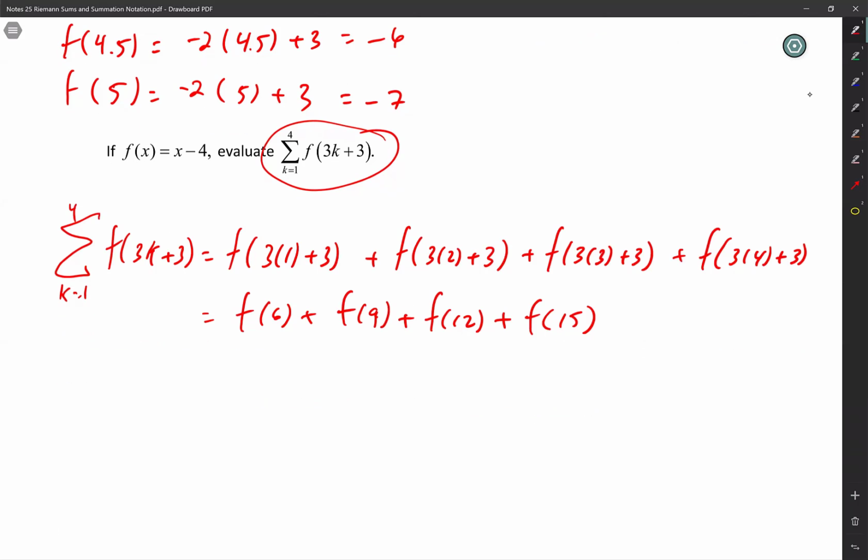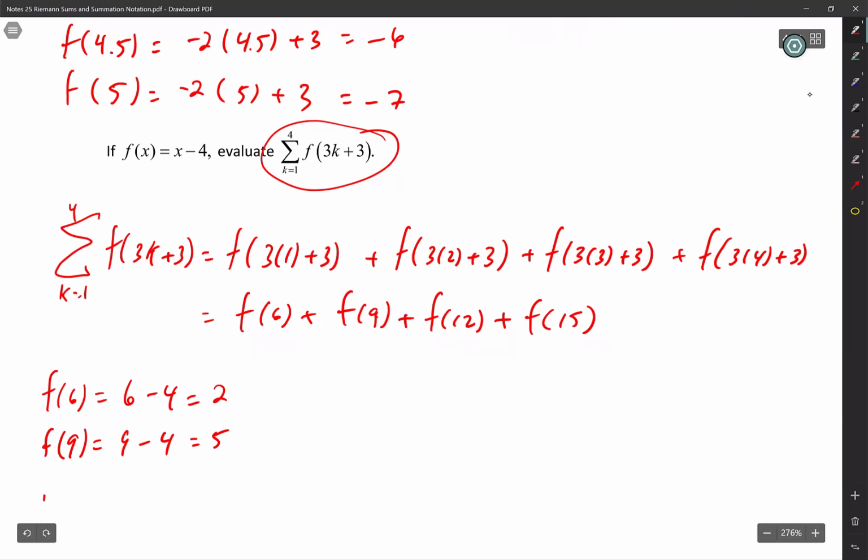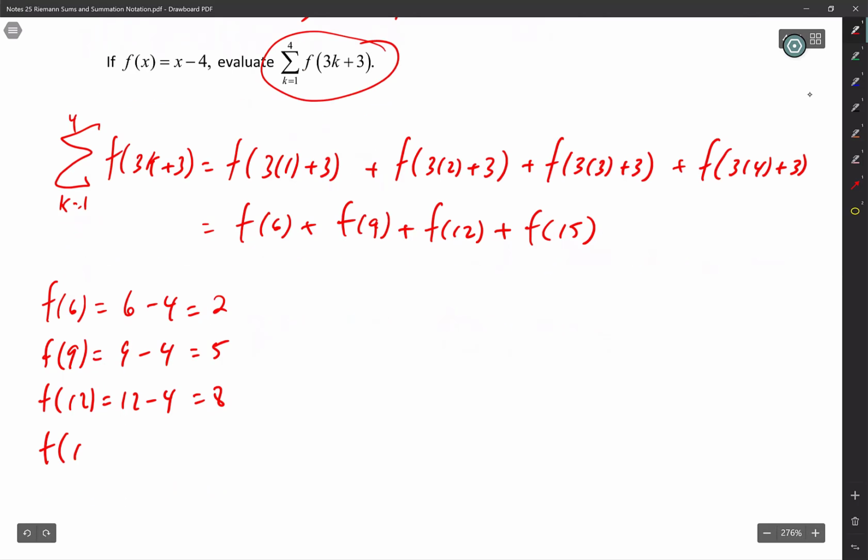And you just come here to the side. f of 6 equals 6 minus 4. f of 9 equals 9 minus 4. f of 12 equals 12 minus 4. And it's going by 3. Obviously, right? Because it's a linear expression. f of 15 equals 15 minus 4. All right. All this added together, 11 and 8 is 19, plus 5 is 24, plus 2 is 26.